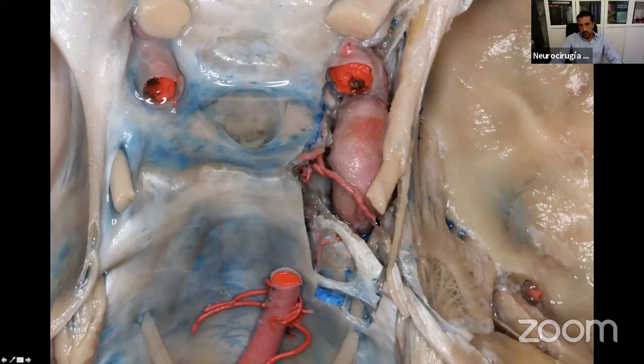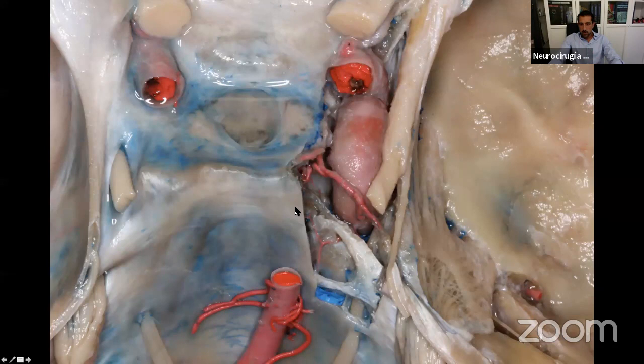And now we see here the main branches of the cavernous carotid artery, such as the meningohypophyseal trunk, posteriorly running the tentorial artery, Bernasconi-Cassinari artery, medially the inferior hypophyseal arteries, and sometimes coming from the same trunk or different trunks, we see here the dorsal meningeal artery feeding the dura of the upper part of the clivus.